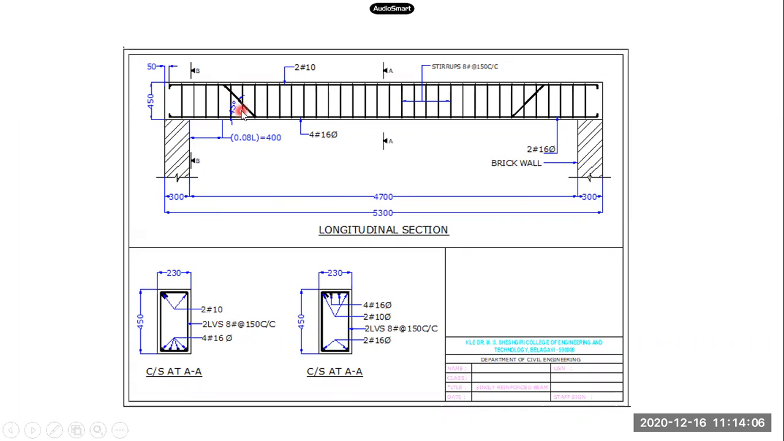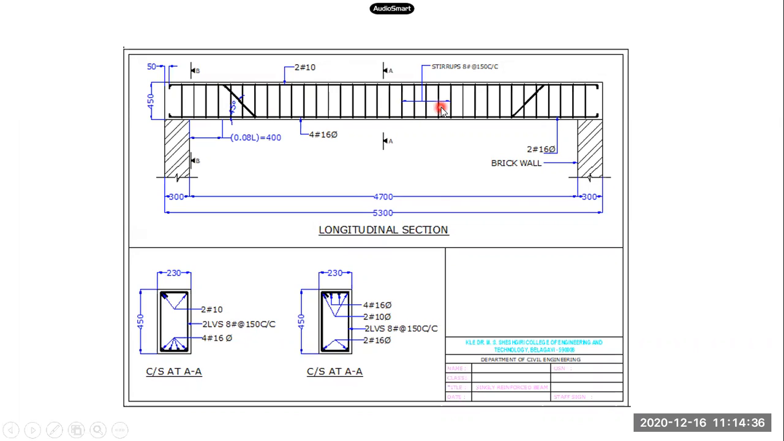This is one detailing that I wanted to show you. After this distance, what is shown here, after a distance of 400 mm, I can curtail 50% over here. That is two bars I can stop. Rest should extend up to a distance of Ld by 3 over here. So that is what you have. Now, after that, on top, if you look, two bars of 10 mm diameter. These are the hanger bars that have been provided.